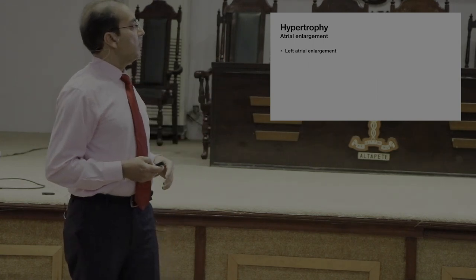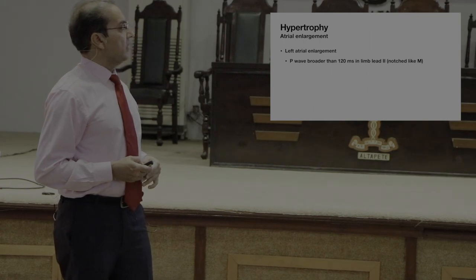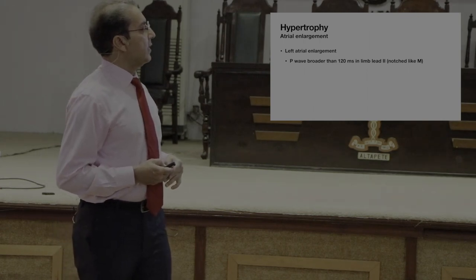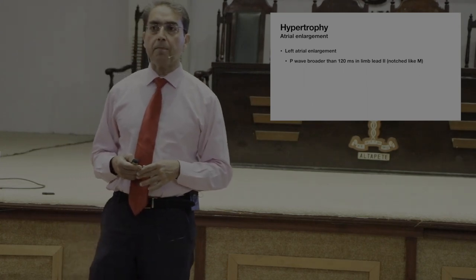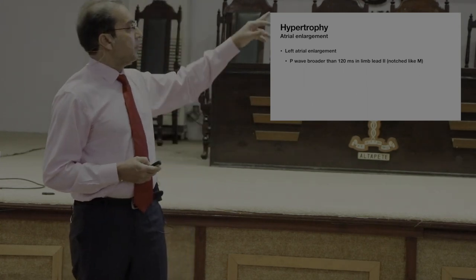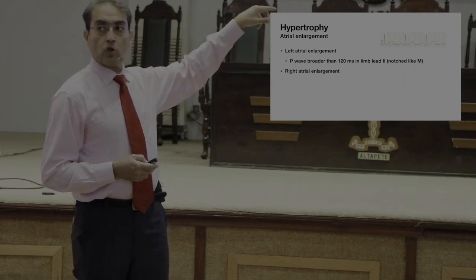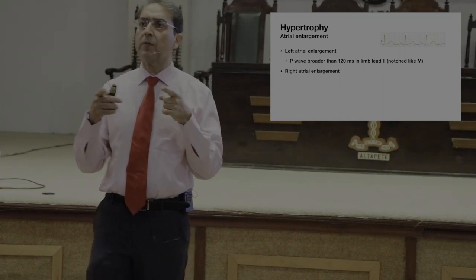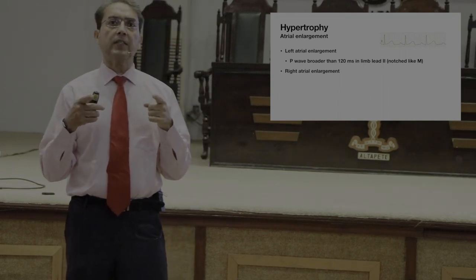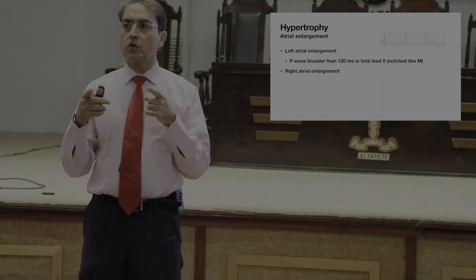Now, how do we see left atrial enlargement? The P wave is broader than 120 milliseconds in limb lead 2. It may look notched. It may appear like an M. So this is how it appears. You can see that the P wave is not only broad, it is notched. So we just take, if it is broad, if it is more than 120 milliseconds. 120 milliseconds means three small squares.